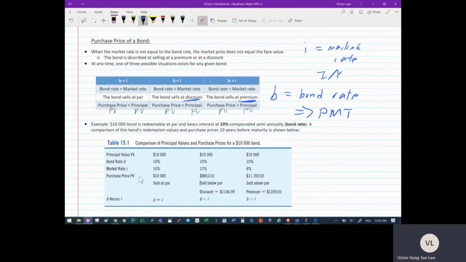Comparing the purchase price with the face value will always work. It will tell you whether you're selling at par, at a discount, or at a premium. Another way to look at it is comparing the bond rate with the market rate, and that works most of the time.